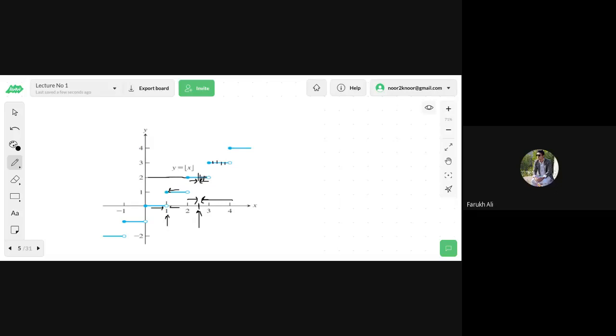ओके सर, सही हो गया. क्लियर हो गया? ओके, गुड. यस सर, यस सर. थैंक यू सर.